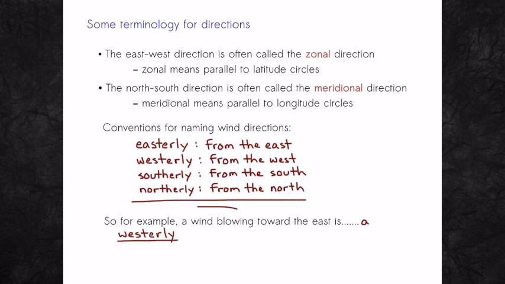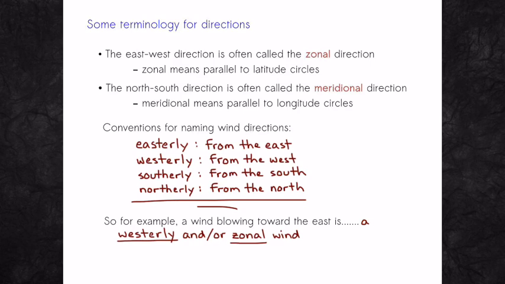Alternatively, if we were talking about this in the context of global scale circulations, we could also use this terminology, zonal and meridional. If it's blowing east-west, that would refer to a zonal circulation. So we could refer to that wind as a westerly wind from the west, or a zonal wind in the context of the global circulation.